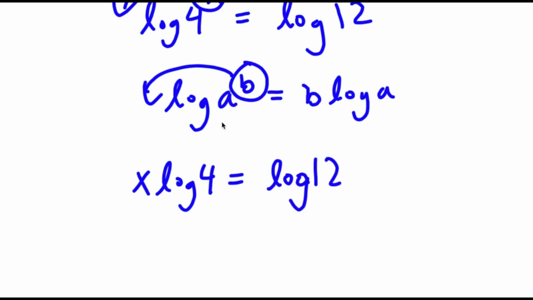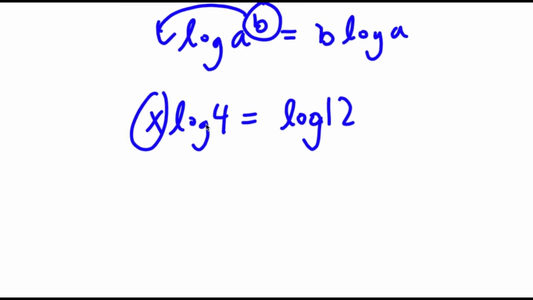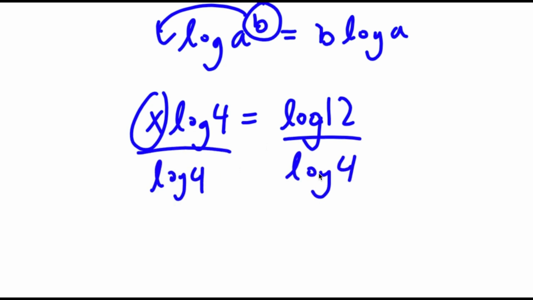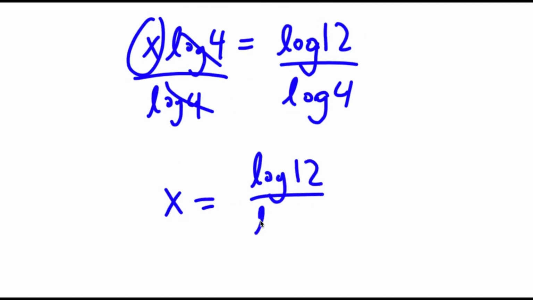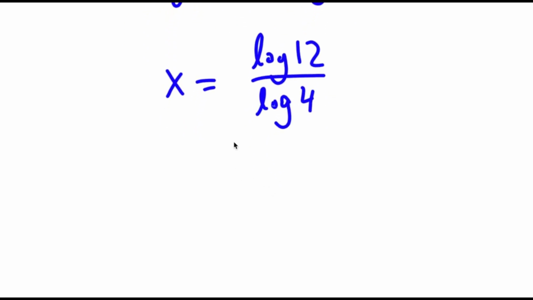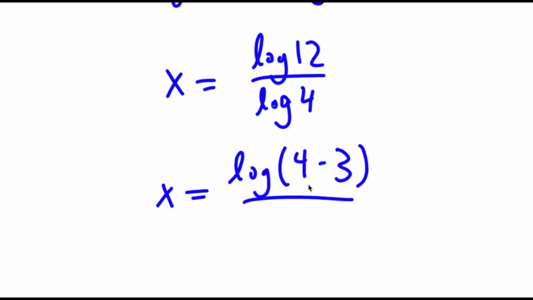Now we obviously want to isolate x here, so to do that I have to get rid of this log 4 by dividing on both sides. So then these two cancel out, and now I have x is equal to log 12 over log 4. Now, log 12, that's equal to log 4 times 3, over log 4.